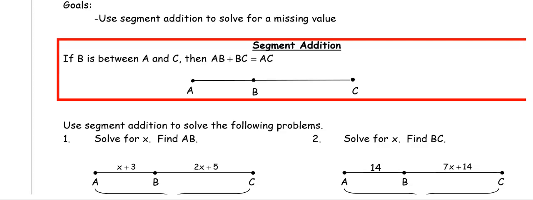This video is about using segment addition to solve for a missing value. So in segment addition, all we're doing here is adding part plus part equals the whole segment. So if B is between A and C, then AB plus BC equals AC. So for example, if AB had a length of 5 and BC had a length of 7, when we add those together, we would get a total length of 12.